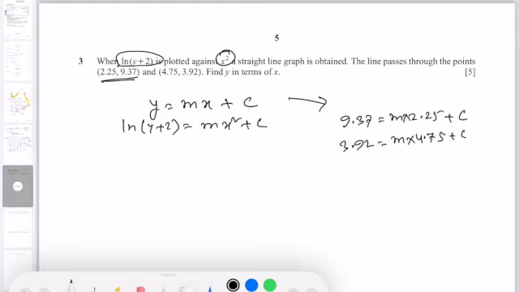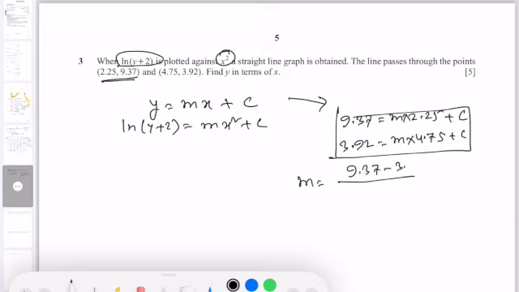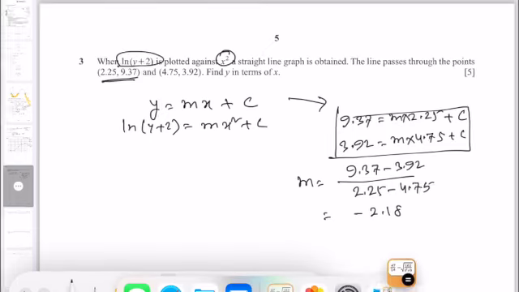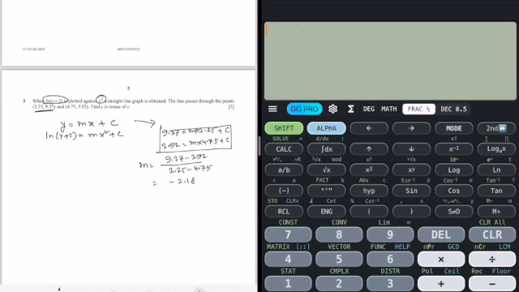Again, we can do the things simultaneously. And another method is that we can easily find the gradient of 2 points. I mean, m equals to 9.37 minus 3.92 over 2.25 minus 4.75. This is the other method, okay. Now we can use calculators to find the gradient m. Maybe it will be minus 2.18. Now let me check a little bit. Minus 2.92 by 2.25 minus 4.75. Exactly, this is minus 2.18.